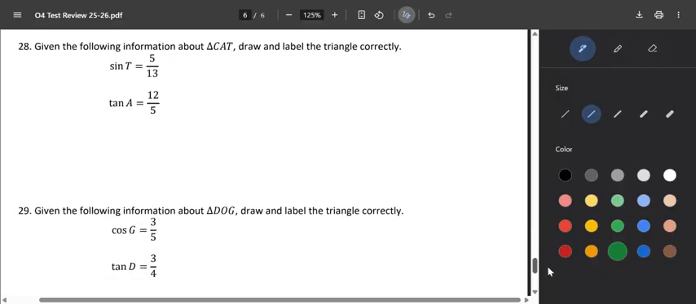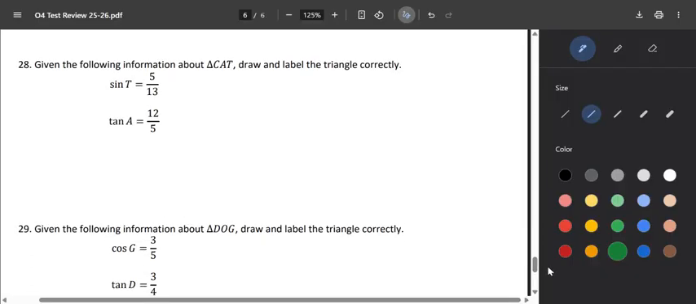Okay. Last but not least, let's talk about drawing a right triangle based on this. So, we're given the following information about triangle CAT. Draw and label the triangle correctly. So we are going to start just by creating a right triangle, right? That's all we've been dealing with.